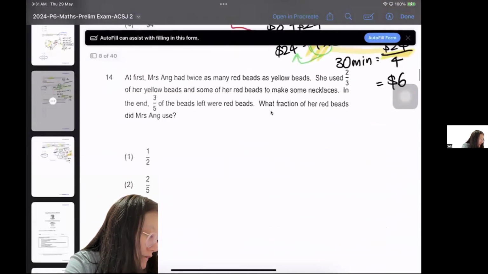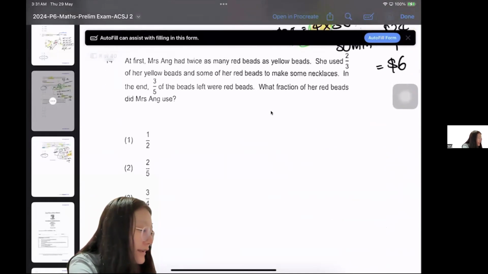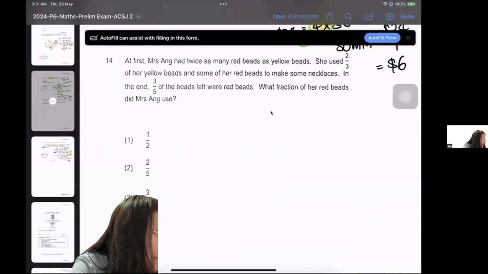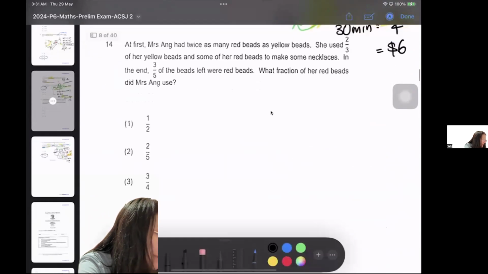Okay, the one on top, this one. Okay, Mrs. Ang has twice as many red beads as yellow beads.